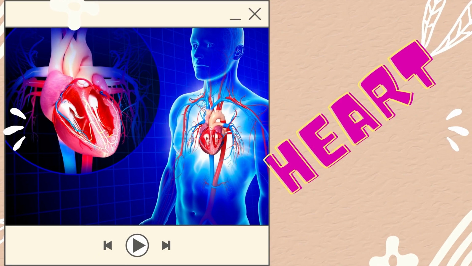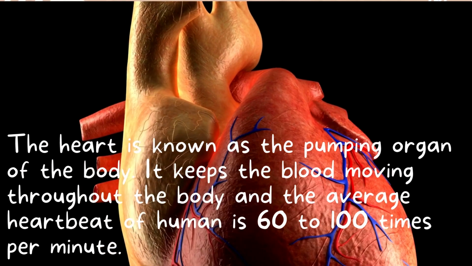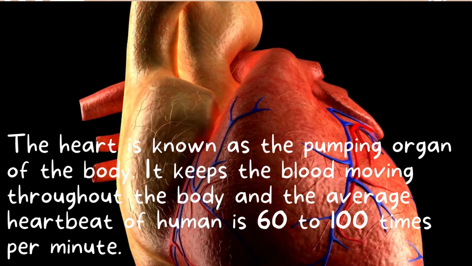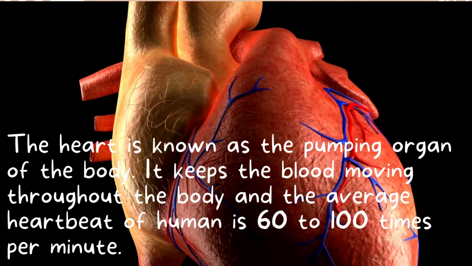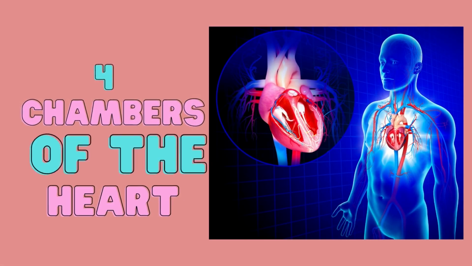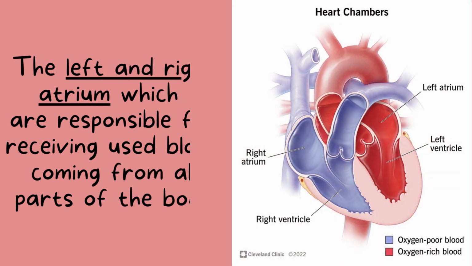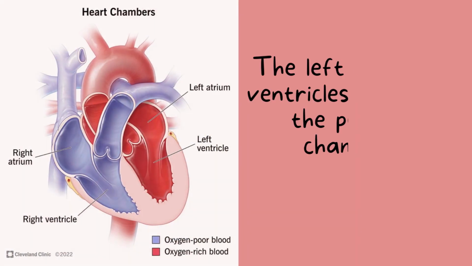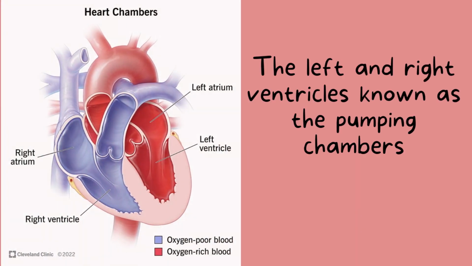Heart. The heart is known as the pumping organ of the body. It keeps the blood moving throughout the body, and the average heartbeat of a human is 60 to 100 times per minute. It has four chambers: the left and right atrium, which are responsible for receiving used blood coming from all parts of the body, and the left and right ventricles, known as the pumping chambers.